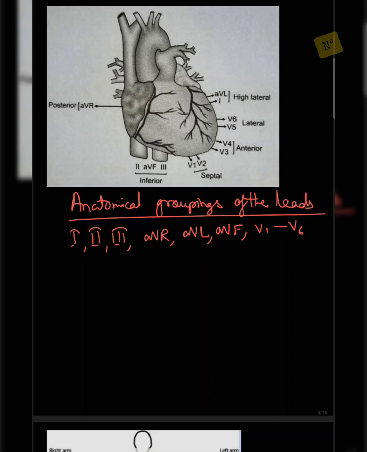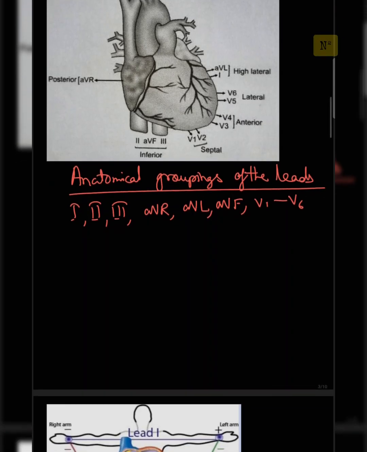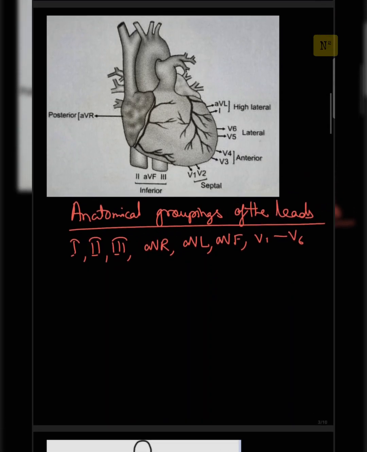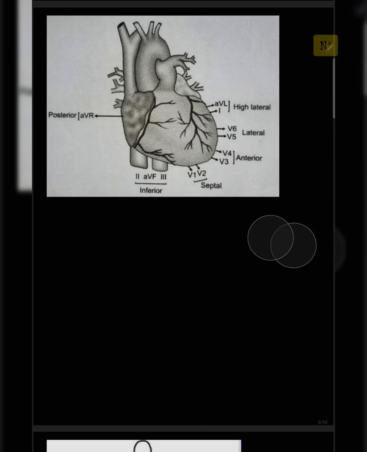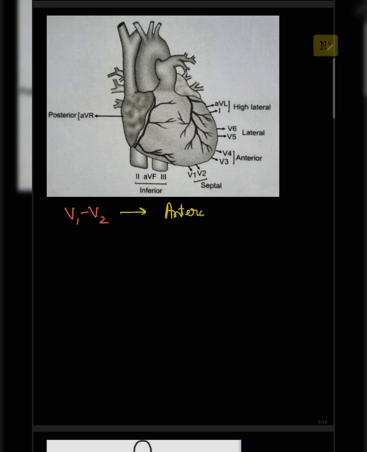So usually whenever we are looking into an ECG strip, we are actually looking into the abnormalities in what part of the curves or waves or what leads. Take for example V1 to V2. If there is an abnormality, it will be detected in the V1 and V2 strips. That means it is showing you abnormality in the anteroseptal part of the wall.